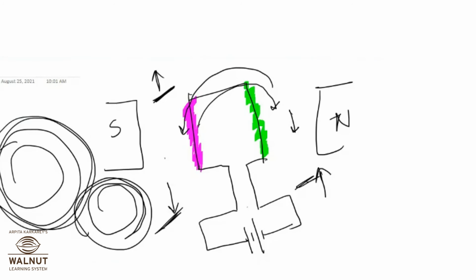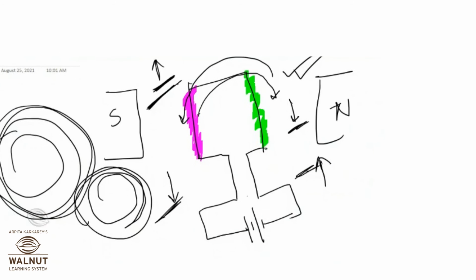So that is the role of commutators, that is the role of brushes. They reverse the polarity, they reverse the direction of the current, so that whichever part of the coil comes to this side, it always experiences an upward force. Whichever part of the coil comes to the other side, it will always experience a downward force, ensuring that the rotation will only be in one direction. That is the importance of brushes and commutators.